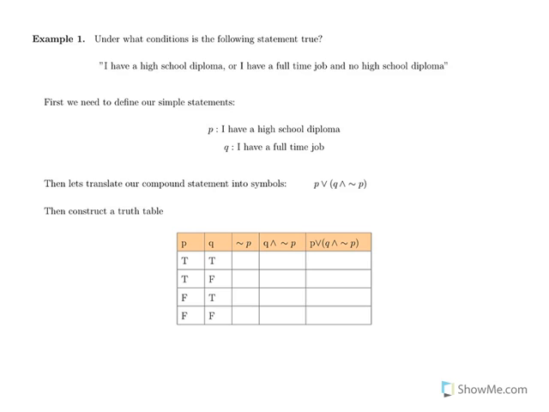And we could translate this sentence into some symbology. So I have a high school diploma, we say is P. We have "or" is our V symbol. I have a full-time job is Q. And then no high school diploma would be not P. And we combine that with the "and." And then it's just a matter of having the parentheses in the right place. So P or Q and not P.